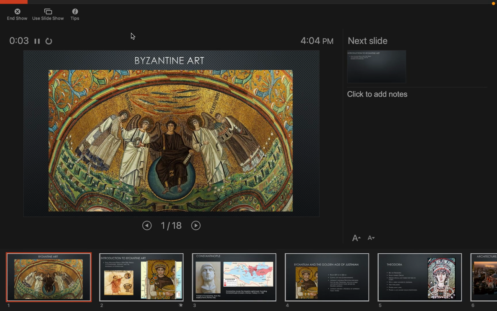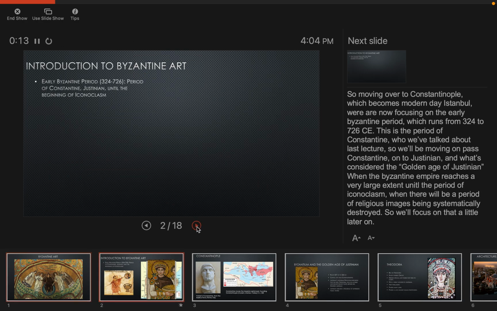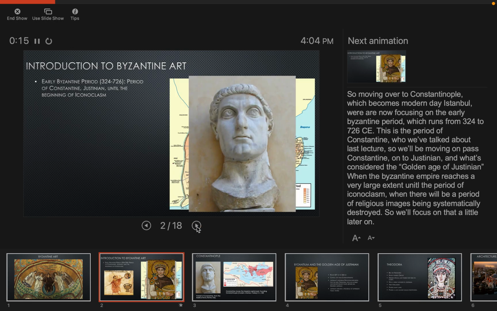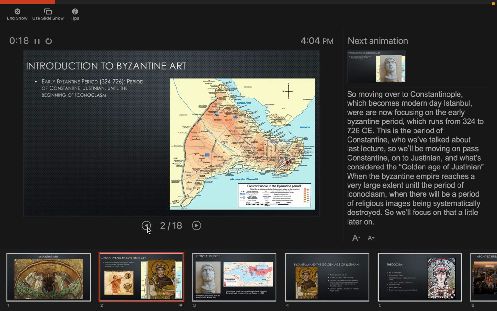Okay, so last class we talked about early Christian art. Today we're moving into Byzantine. So, moving on over to Constantinople, which becomes modern day Istanbul. We're now focusing on the early Byzantine period, which runs from 324 to 726 CE. This is the period of Constantine, who we talked about last lecture, or we just mentioned him.